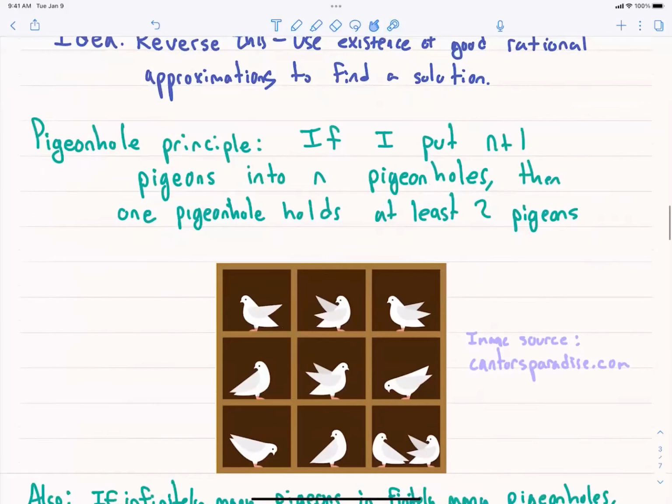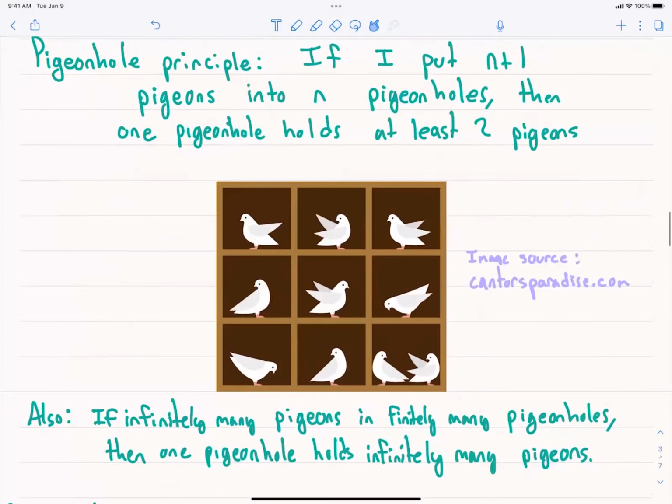And so this is called the pigeonhole principle. The pigeonhole principle says if I put n plus 1 pigeons into n pigeonholes, then there's at least one pigeonhole with at least 2 pigeons in it. So for example, if I have 9 pigeonholes and 10 pigeons, if I try to put my pigeons in my pigeonholes, I'm going to have one pigeonhole with 2 pigeons in it. No matter how I try to do it, I'm going to have one pigeonhole that always has to have at least 2 pigeons in it. There's just not room to put just one in each.